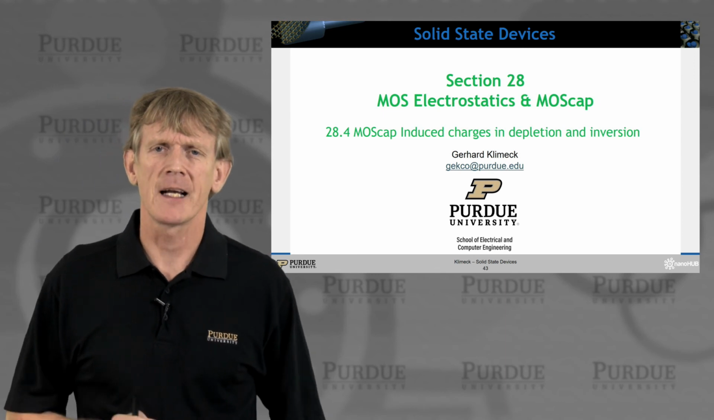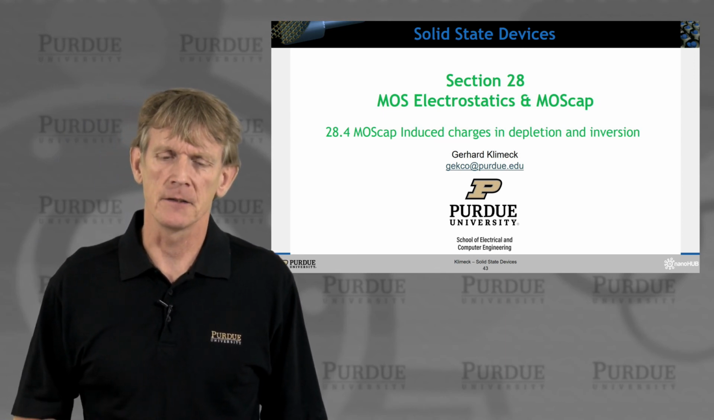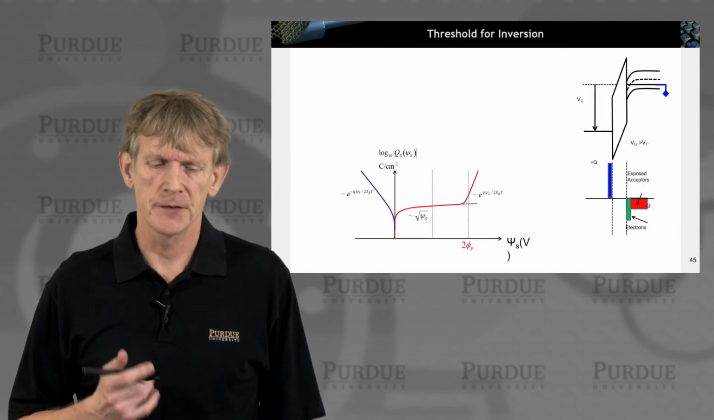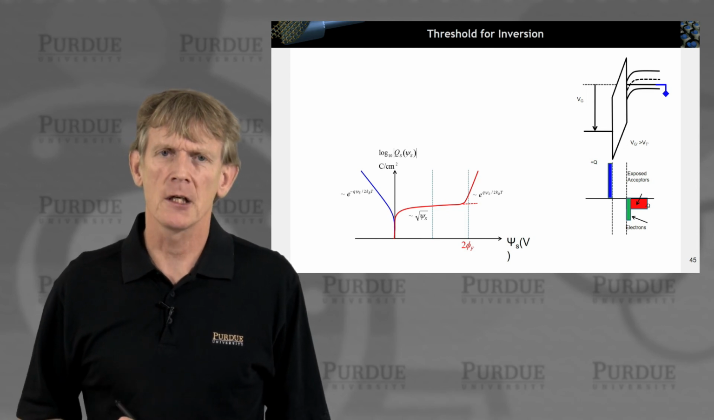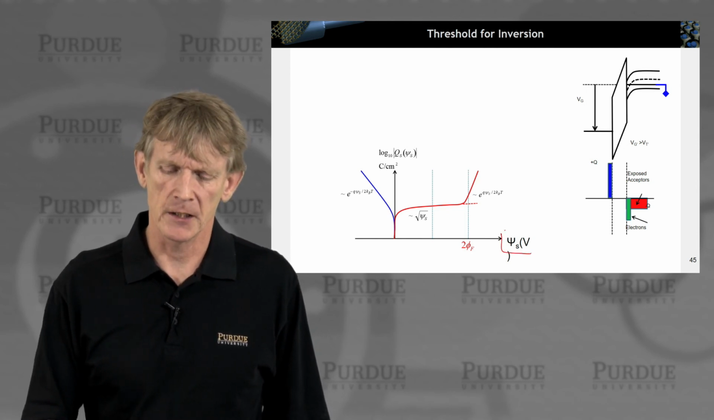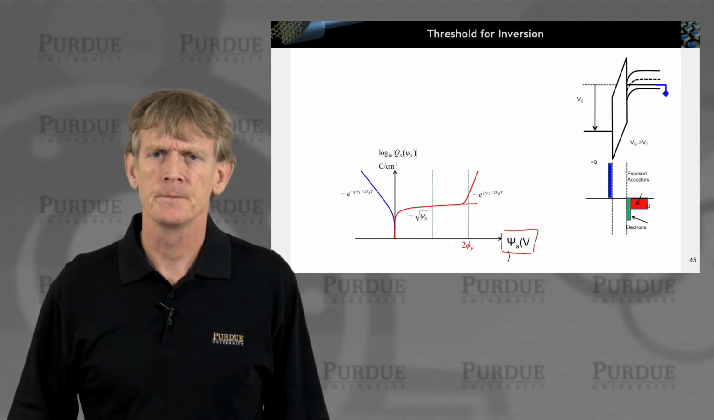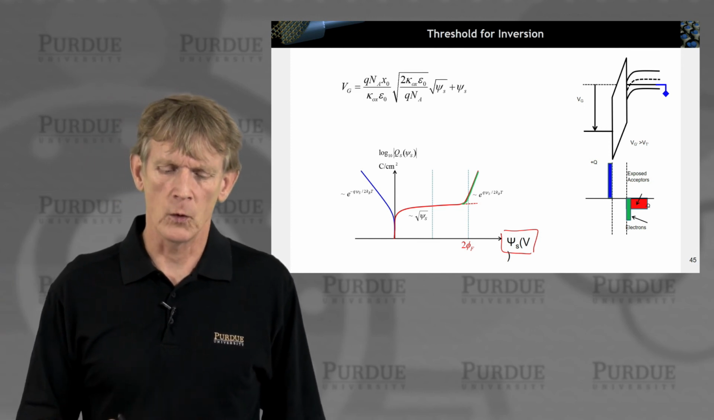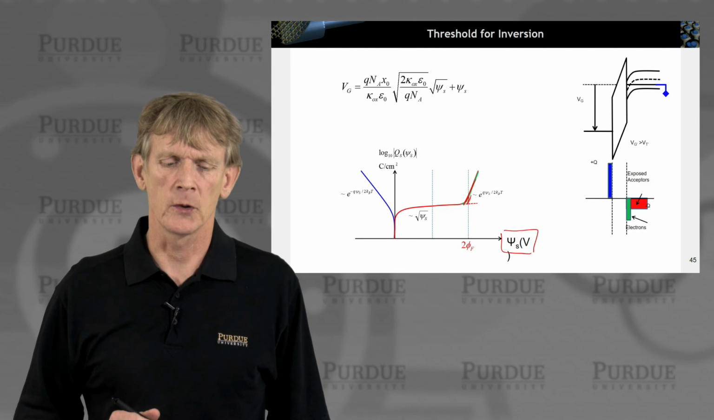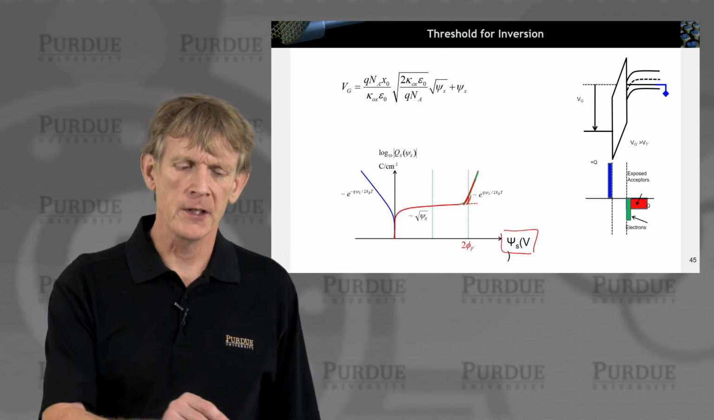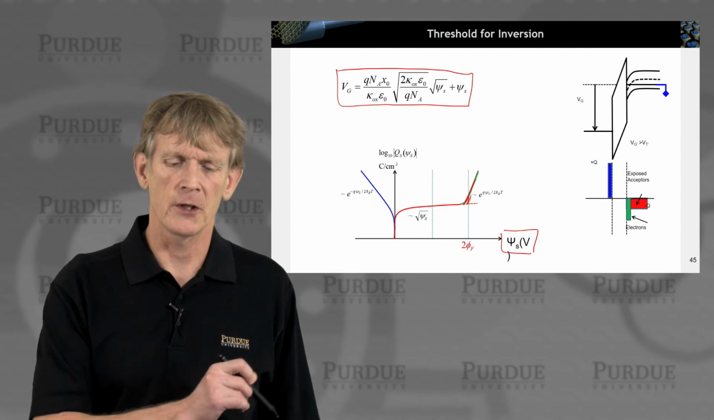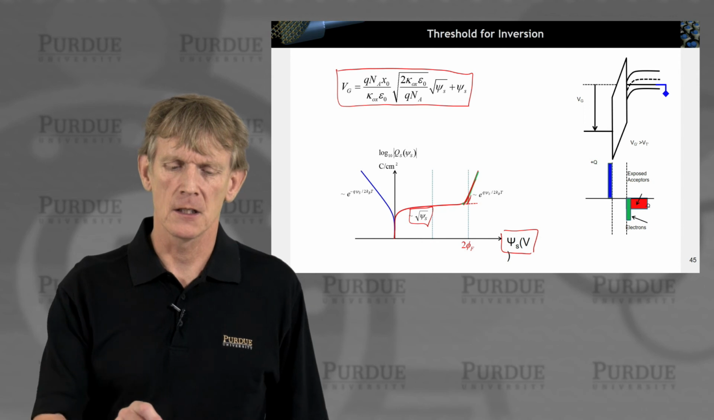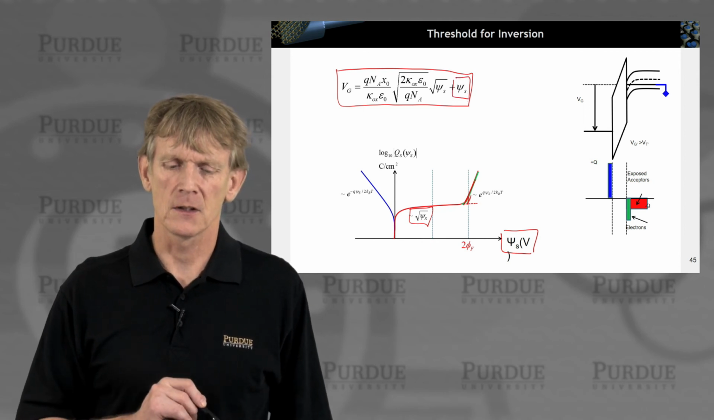So let's calculate the induced charges in depletion and inversion. Okay, so you've seen the sketch of the total charge in the semiconductor as a function of the surface potential psi s before. Let me go into detail where these curves come from, especially why this is shooting up like an exponential. We had just derived from a depletion approximation this expression here, where this goes as square root of psi s, and then the gate voltage goes as linear as psi s.